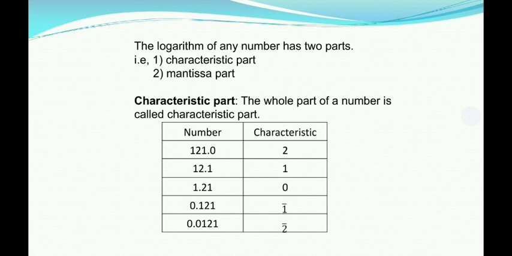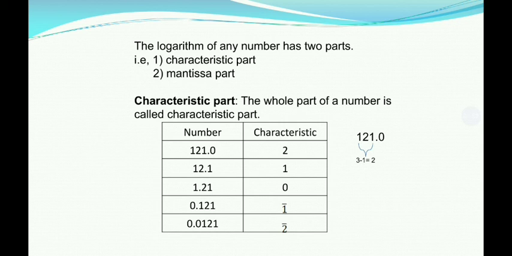Suppose we want to find the characteristic of a number, how to find it? Let us consider the first example, 121.0. For this number the characteristic is 2. Consider the number 121.0. Here you can see before the decimal place there are 3 digits. So you have to subtract 1 from 3. That is 3 digits minus 1 is equal to 2. So you will get the characteristic as 2.